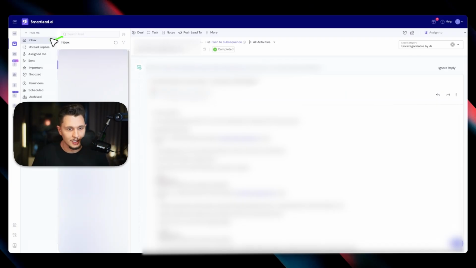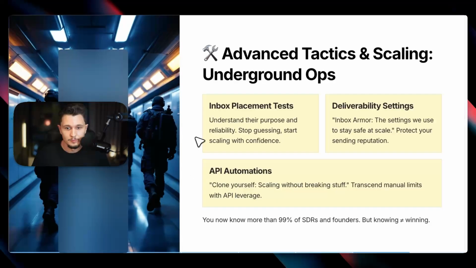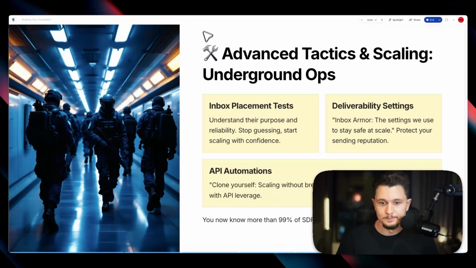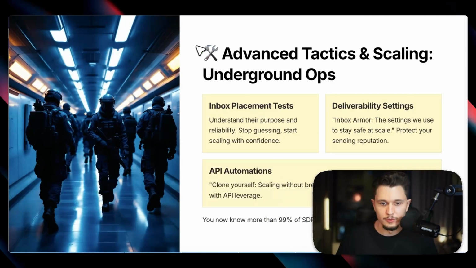Remember, once again, you want to check the inbox as well as you want to check the untracked replies. And now you have everything you need to be able to reply and get clients from cold email. Okay, once you've mastered all of the things we talked about, the next thing in your pipeline is going to be going advanced. That's going to be deliverability placement tasks, deliverability settings, and API automation.